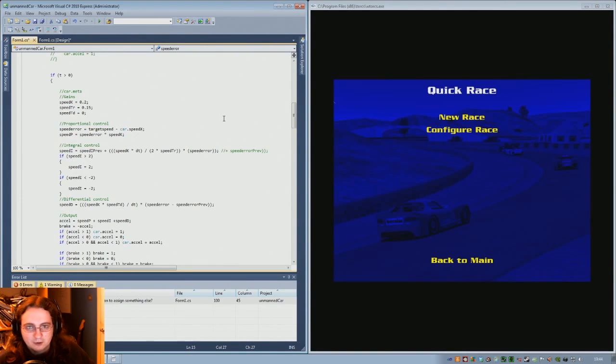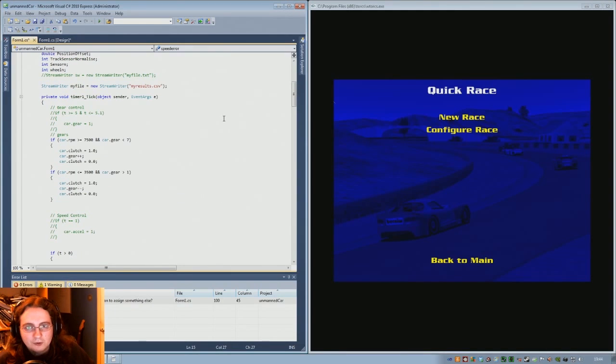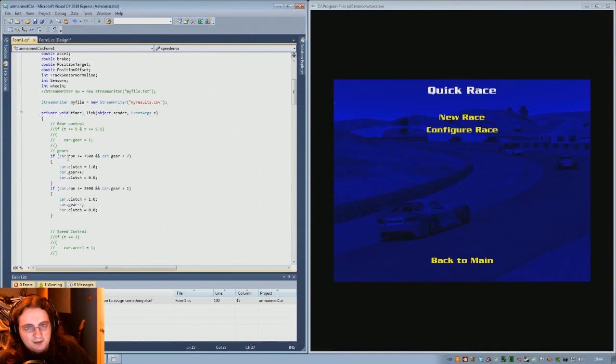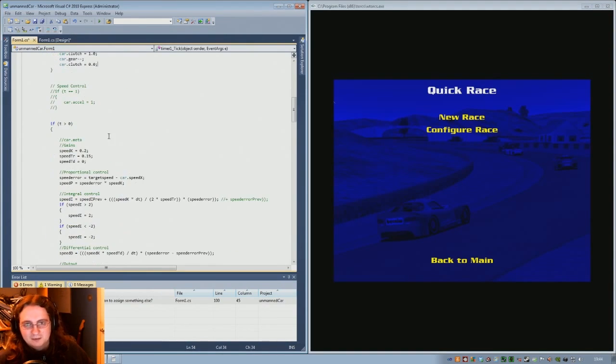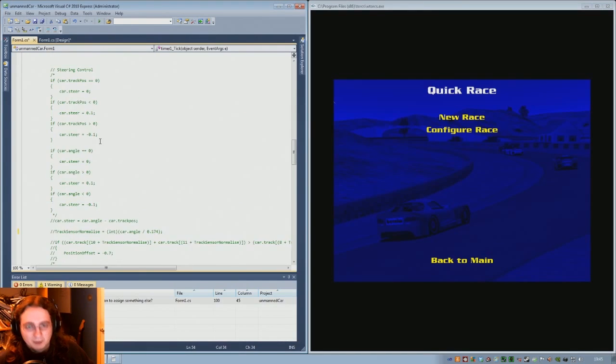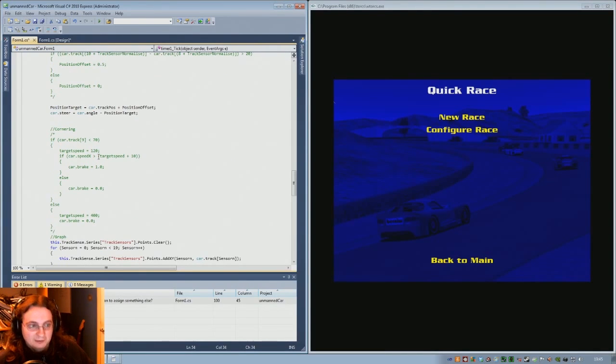So as an example, let's find a nice simple bit. If the car's rev meter, so RPM, goes above 7,500 and he's below gear 7, then he'll put the clutch down, shift up a gear, and take his foot off the clutch again. If it drops below 3,500 and he's above gear 1, he'll put the clutch down, go down a gear, and take the foot off the clutch again. And then, of course, you have speed control and steering and braking and all the other bits required for driving.